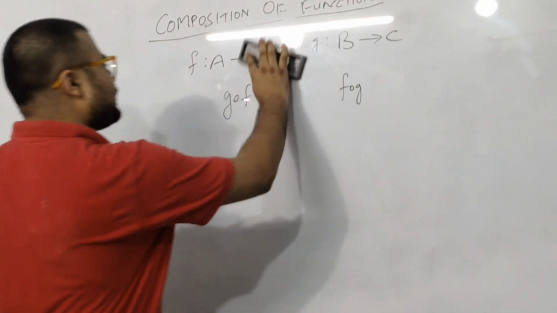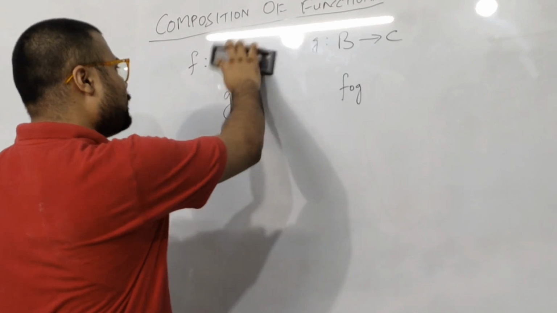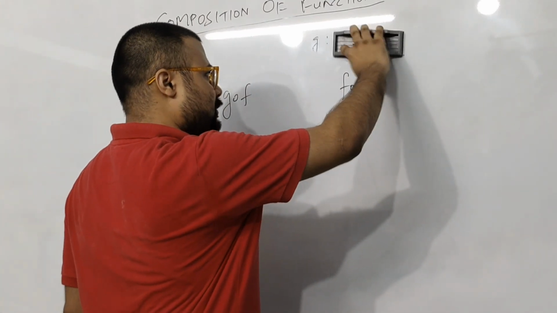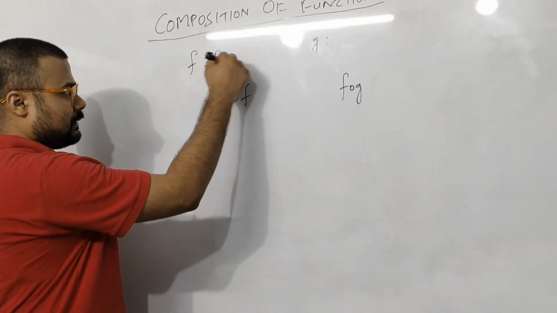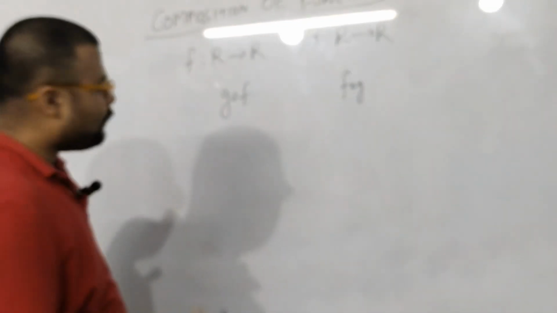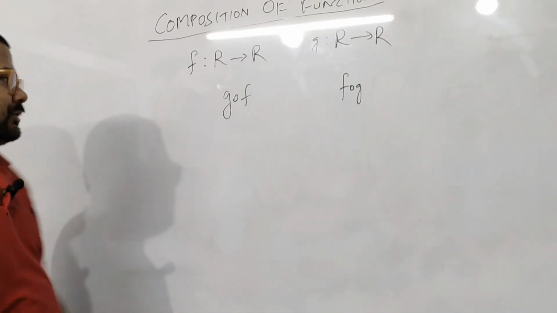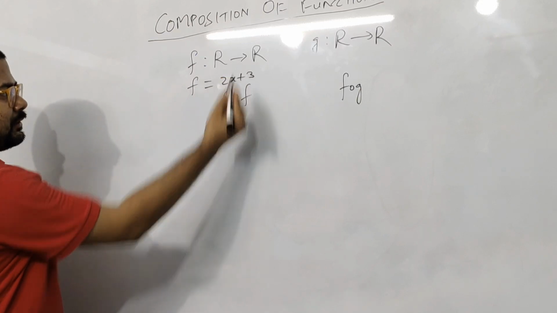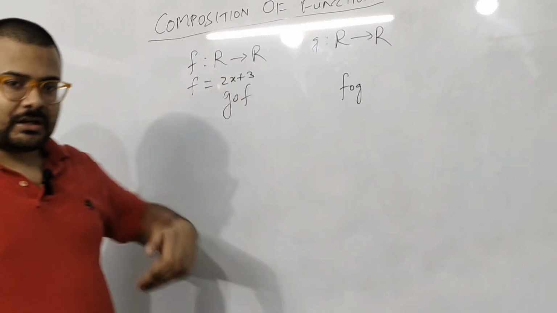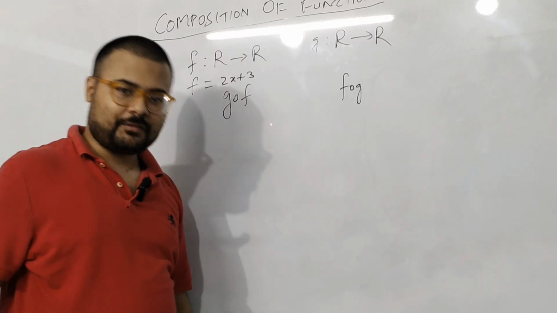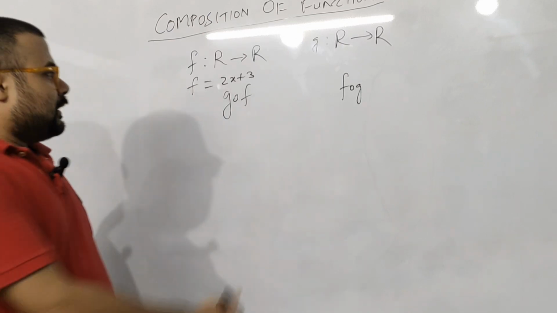So let's say that f is from R to R, meaning real number to real number, and g is also from R to R, so that both exist. And we are going to take expressions for these two functions. Let's say f(x) is equal to 2x plus 3. And of course, because this is a straight line, it's a function. And it's a one-one and onto function.